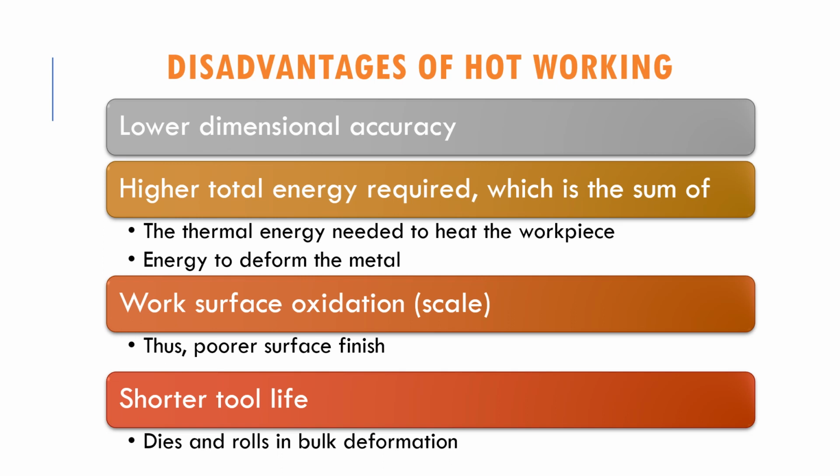As for the disadvantages, it will lower the dimensional accuracy. Why? Because as the metal is heated, you do the process of metal forming, and in the end, when it cools down, it will start to shrink. Higher total energy is required, meaning you will need a lot of thermal energy to heat the workpiece, and then the energy to deform the metal is added, so it will be higher. For work surface oxidation, it happens when it starts to cool down. There is a possibility for oxidation to happen, therefore it will give a poor surface finish.